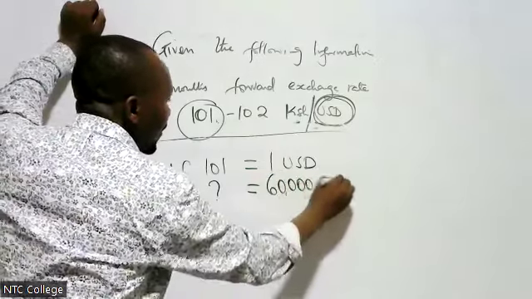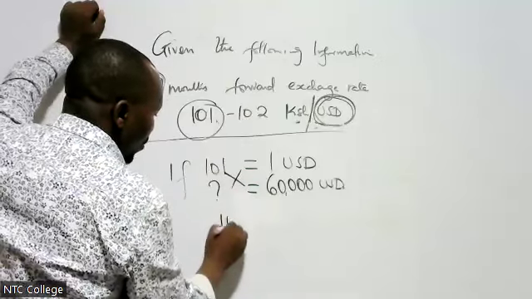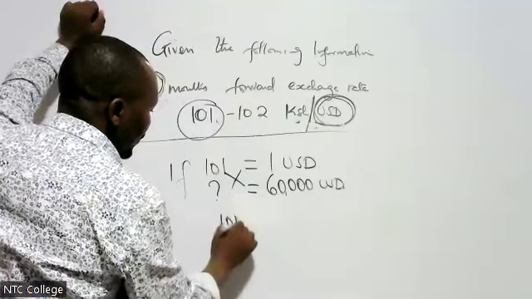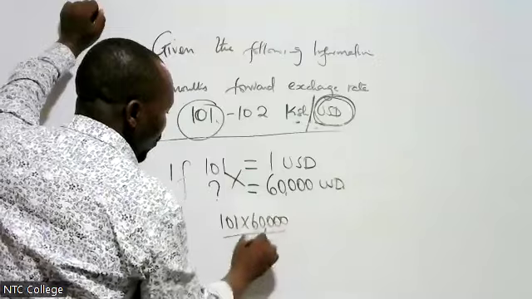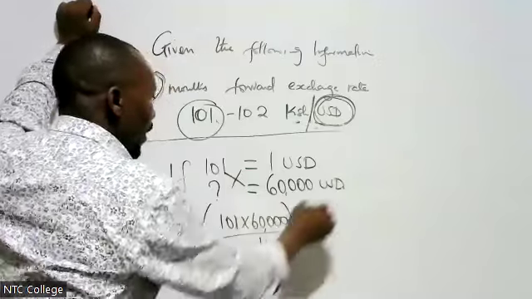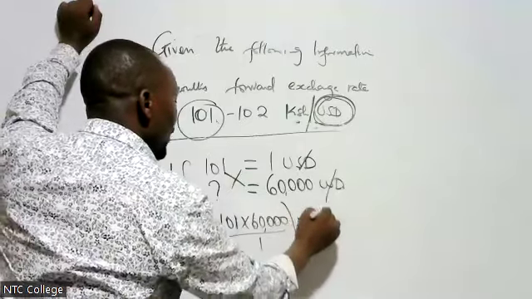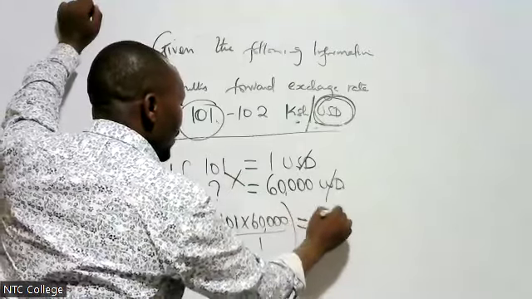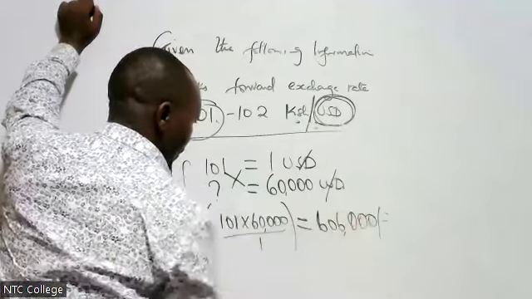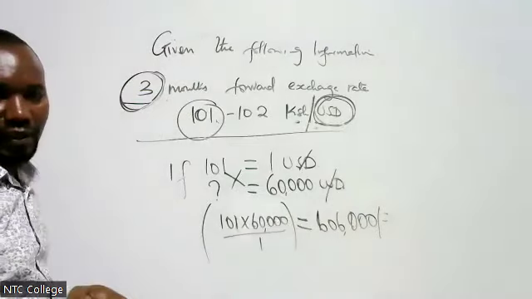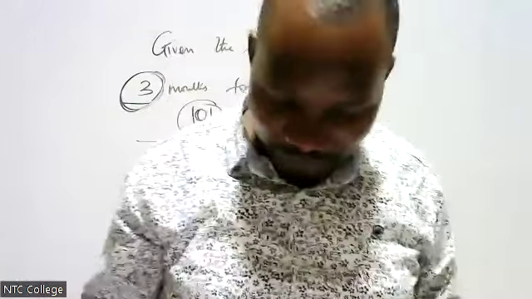How much money will it be? You cross multiply and say that it is now 101 times 60 all over 1. Of course, we have US dollars cancelling out US dollars. So the answer that you're going to get is in Kenyan shillings. So it is 606,000 Kenyan shillings. I don't know if it has sunk in, let us do another one.